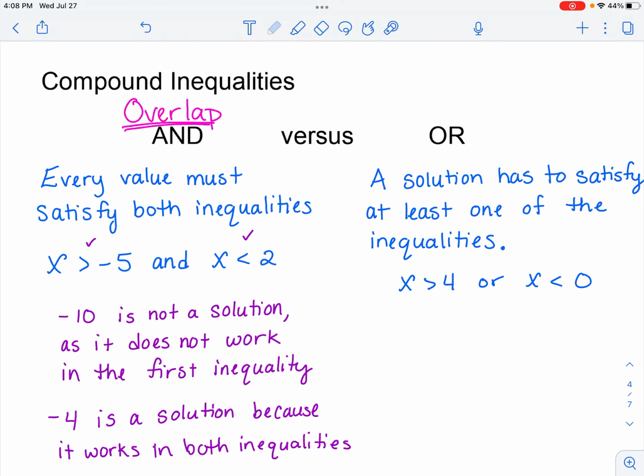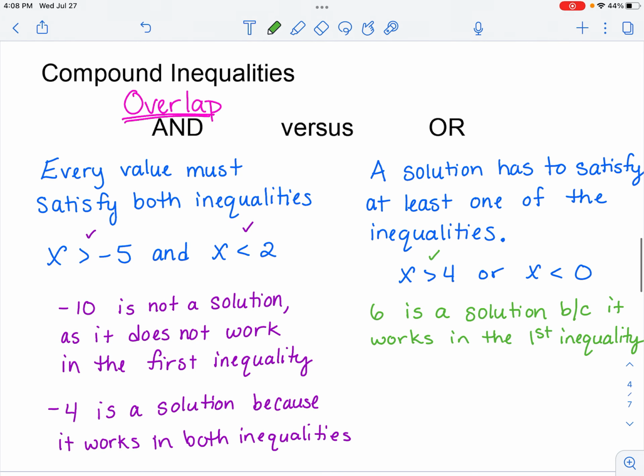Okay, let's take a look at number 6. Is 6 a solution to this? Well, 6 is bigger than 4, so it works in the first one. We don't care about the second one. Okay, so 6 is a solution because it works in the first inequality.